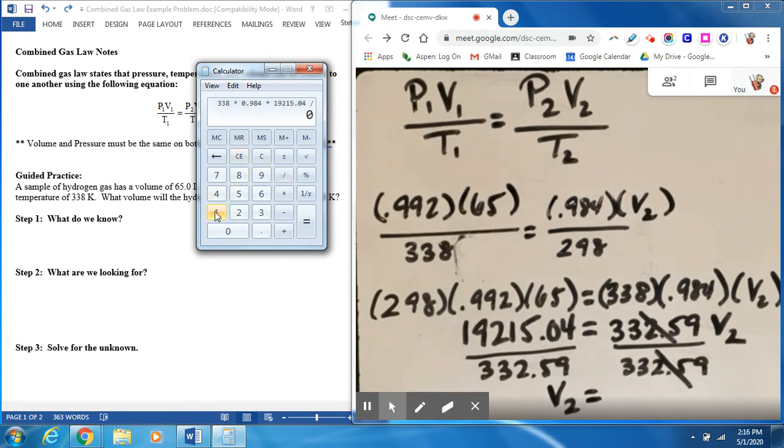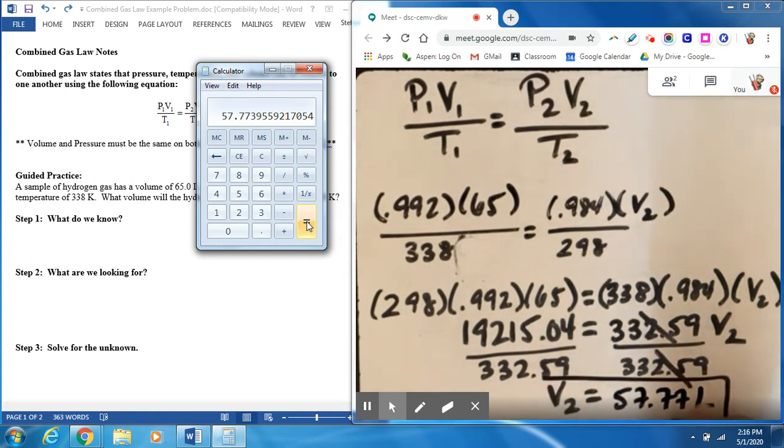19,215.04 divided by 332.59 equals 57.77 liters. Technical difficulties with the calculator, but we got it.